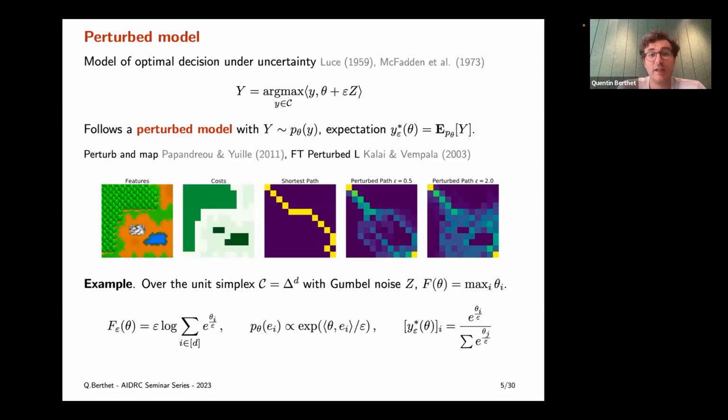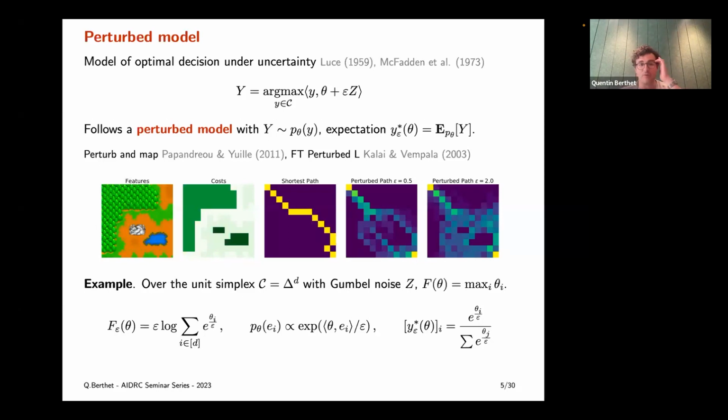Now this creates a very nice model. It creates a distribution p theta, parameterized by this continuous parameter, over a discrete set, and it has this expectation y epsilon star of theta, the perturbed optimizer, that's one of the objects that we care about. So you can care about the whole model, p theta, or you can just care about y epsilon star of theta. And this is related to perturb-and-map, introduced by Papandreou and Yuille, and follow the perturbed leader in online learning, where it's used to promote exploration.